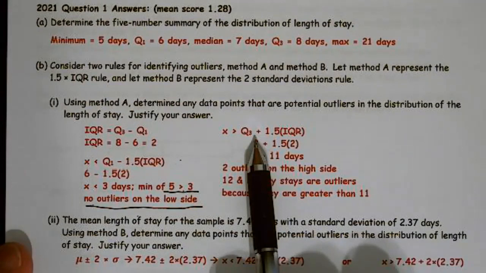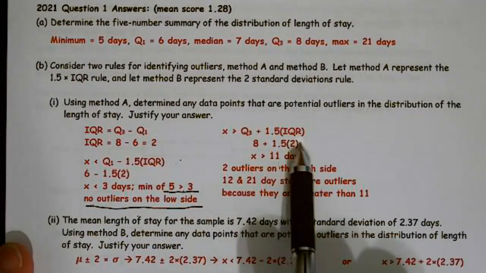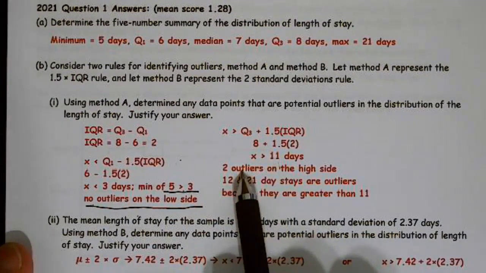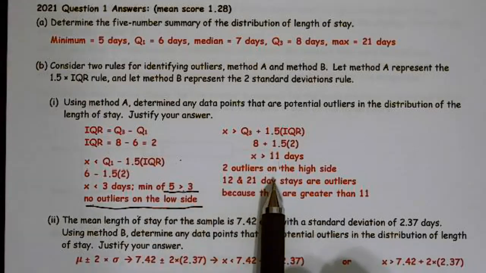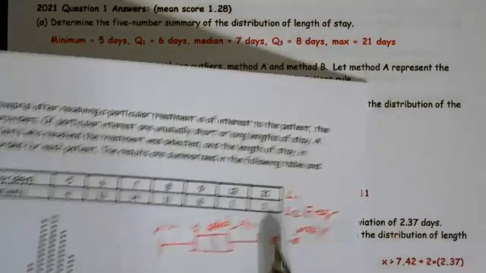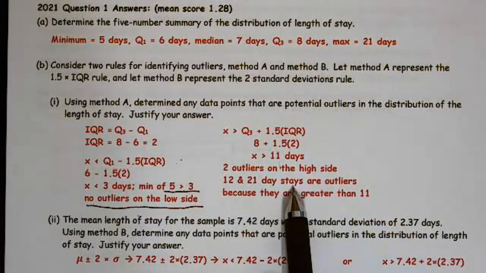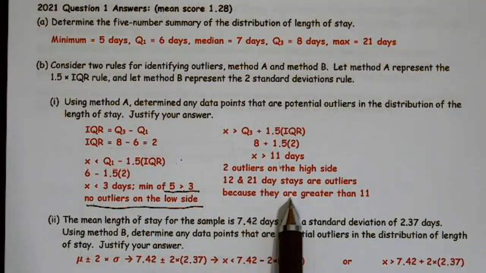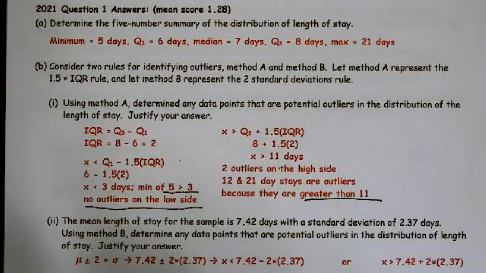On the high side, Q3. We said Q3 is 8 plus 1.5 times 2. And so we need an X greater than 11. Now, if we have an 11, 11 is not an outlier. But here, we know we have 2 outliers on the high side. Why? Because when we look back at our table, we see that we have a 12 and we have a 21. So we know we have 2 outliers on the high side because they are greater than 11. Once again, you have to make the comparison. So there's my comparison word.